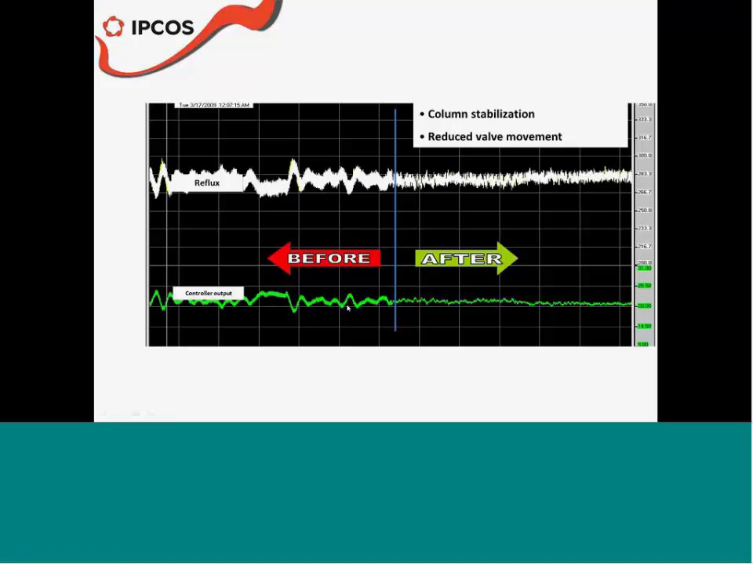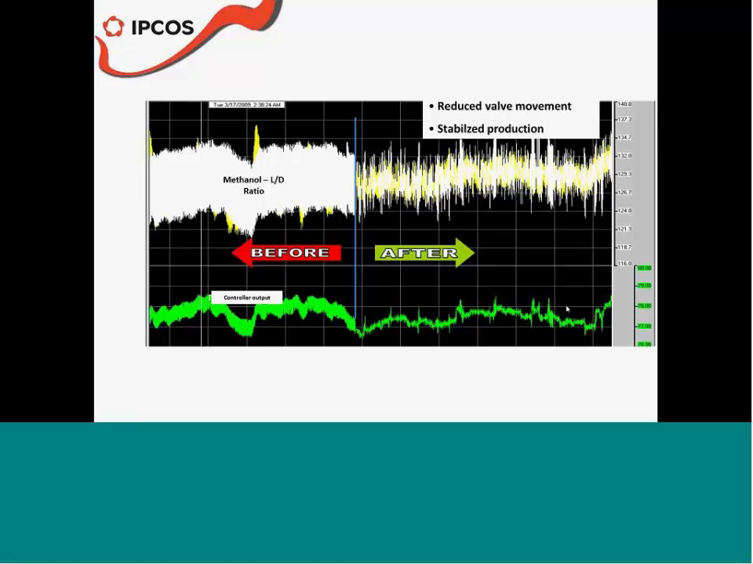Not only that, this is the final control element, the controller output. You see how it was all the time under a lot of stress, going up and down, very high frequency oscillation on it. And after that, much less variation. So two very important achievements here. Again, results of better tuning on the top level were better control of the reflux ratio on the top. You see how this reflux ratio was pretty much all over the place before. And after tuning, it stabilized. It was much smoother. Same as with the final control element.